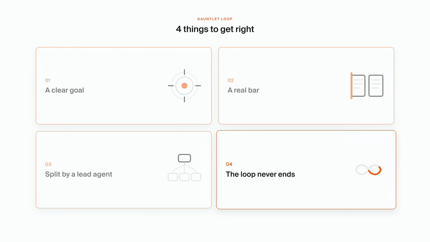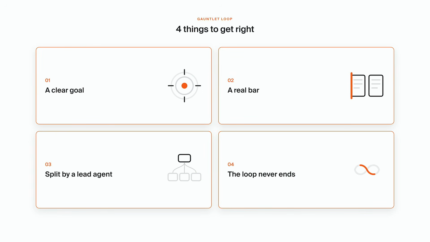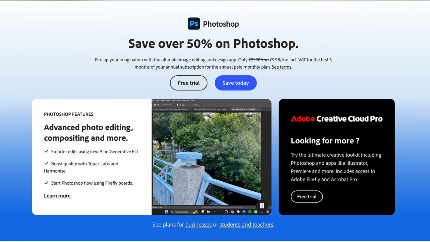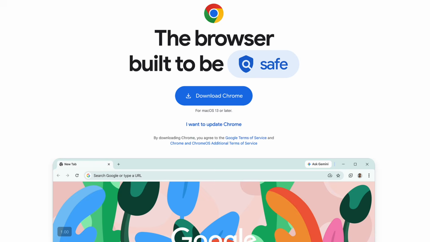And finally, the loop should never end unless you manually stop it at a place you're happy with. This is because if you set a bar high enough, there should always be something to improve. If we think about the most popular pieces of software like Photoshop, Spotify, or even Google Chrome, these teams have hundreds of engineers always improving the product, even though from an outside perspective, it's pretty much done.